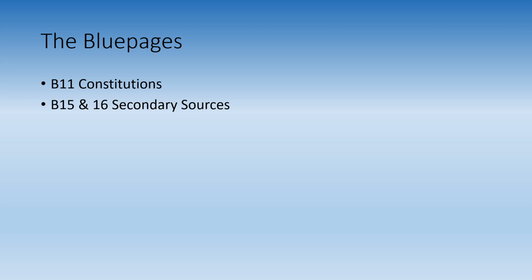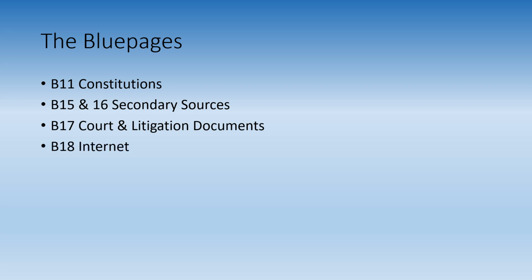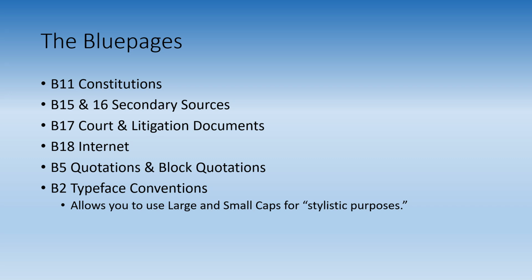B11 covers constitutions. B15 and 16 is secondary sources. B17 is court and litigation documents. B18 is sources on the internet. And B5 is quotations and block quotations. And then finally, B2 is typeface conventions.